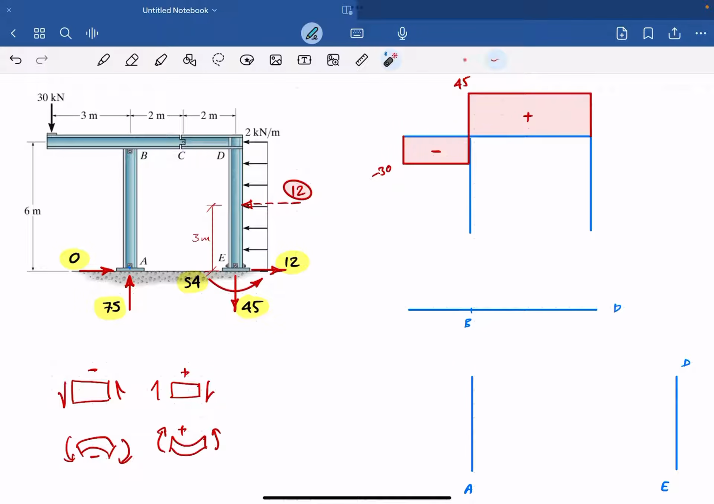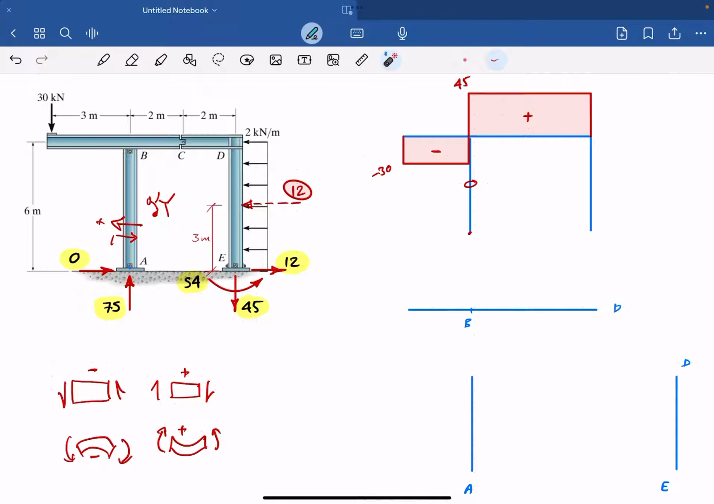Now for member AB, the shear here is 0. To do that, you assume that you are sitting just here, and this is your left hand. If the load is going up, it will be positive, and down will be negative. Here the load is 0 and there is no other load, so the shear at this point is 0.